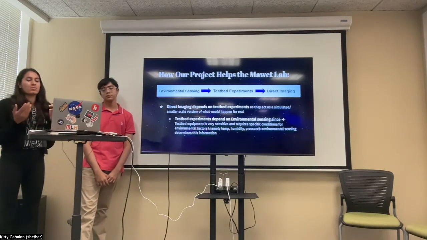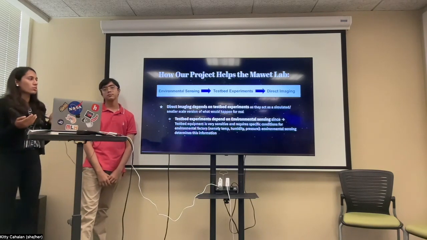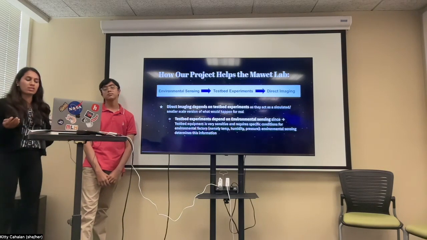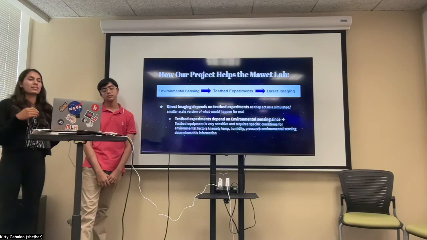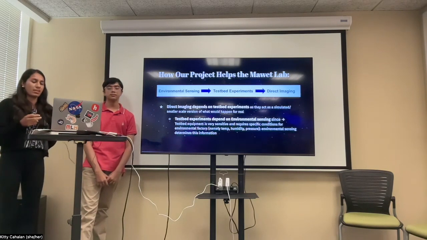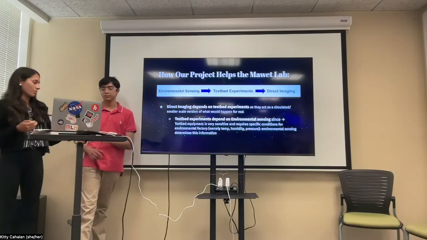And the reason that the testbed experiments depend on environmental sensing is that since the equipment is so sensitive and requires so many special conditions and environmental factors, we need to make sure that we are able to sense this information. So environmental sensing gives us the machinery to understand different factors about our environment, and that can inform our experiments.